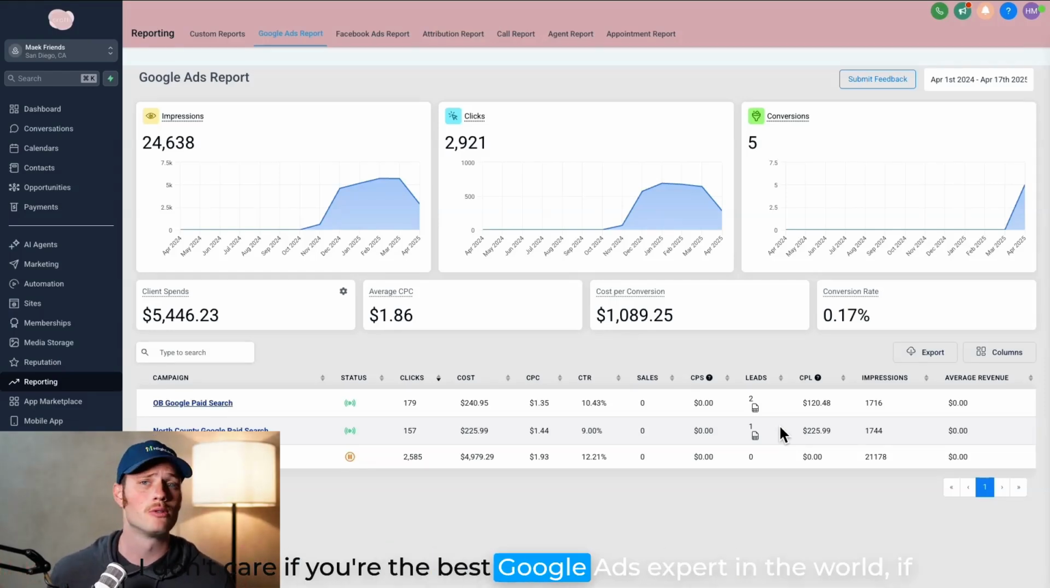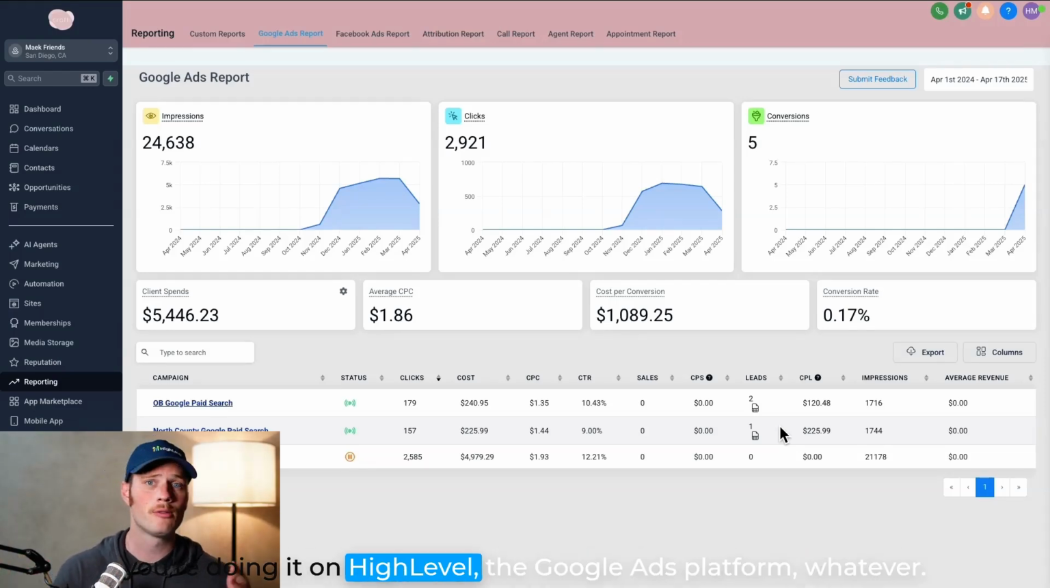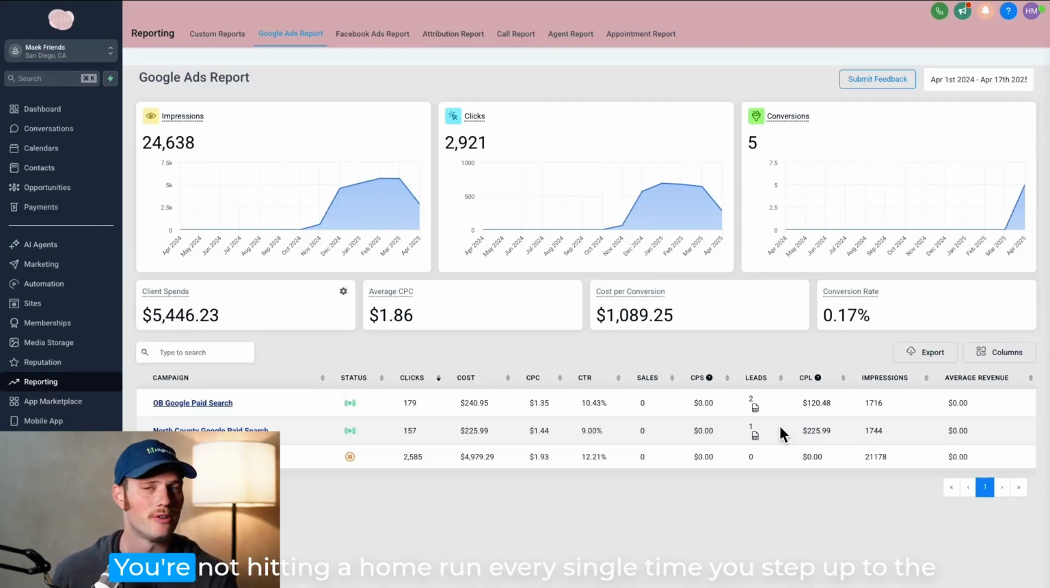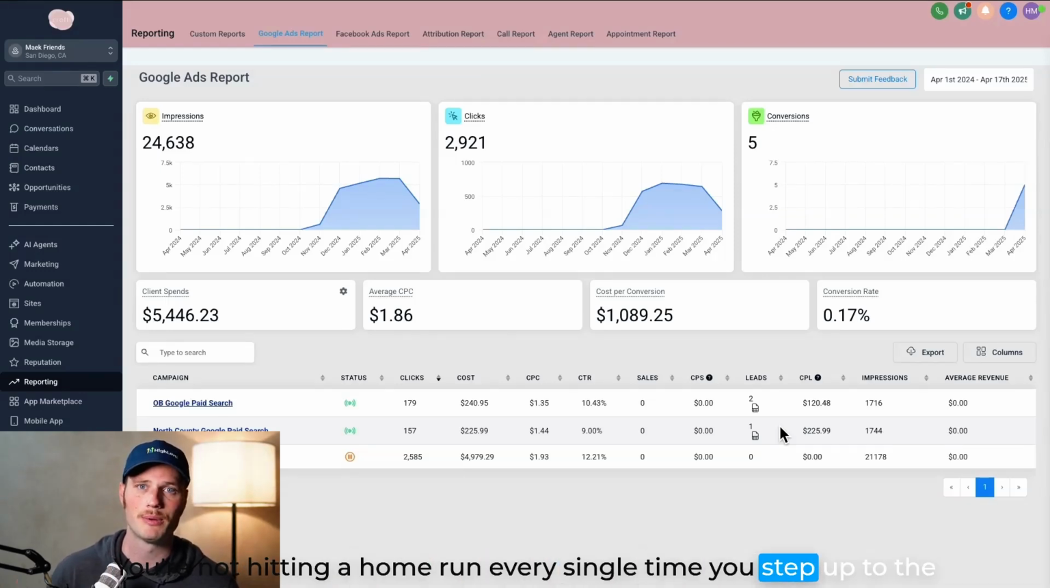I don't care if you're the best Google Ads expert in the world, if you're doing it on HighLevel, the Google Ads platform, whatever. It's the nature of the game. It's a bit of a numbers game. You're not hitting a home run every single time you step up to the plate.